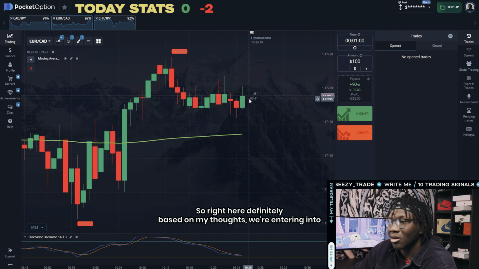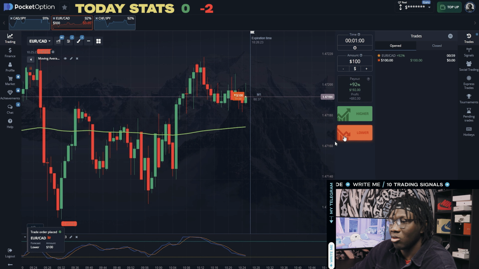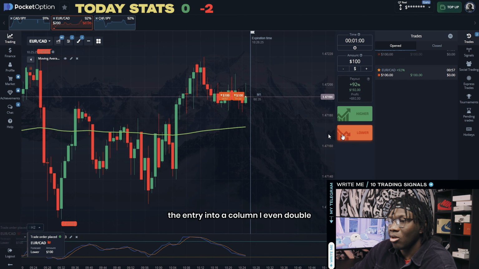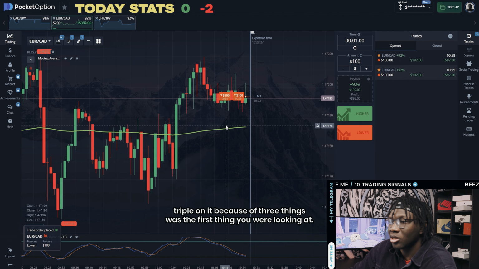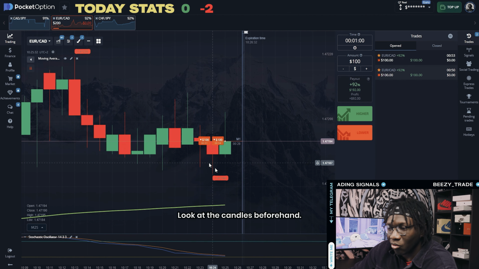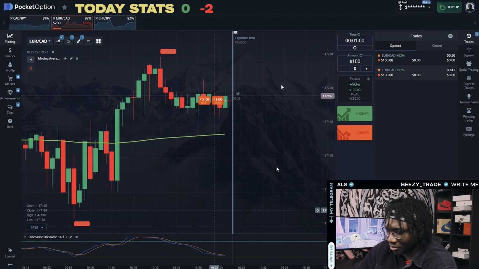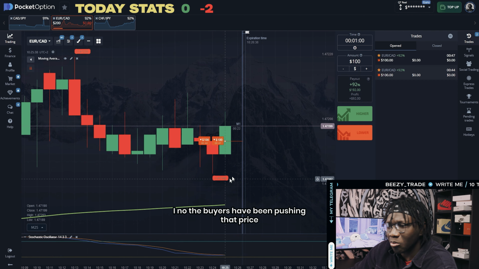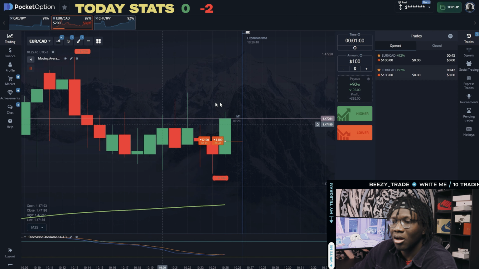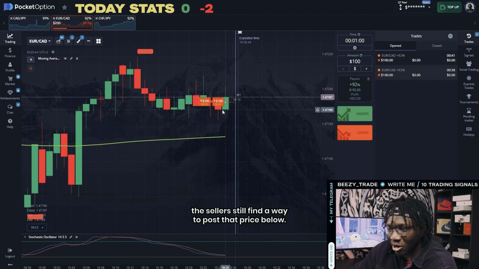So right here, definitely, based on my thoughts, you're entering into a call. You're entering into a call. I might even double, I might even triple on it because of 3 things. What's the first thing we're looking at? Look at the candles beforehand. We can see that even though the buyers have been pushing that price over and over again, the sellers still find a way to push that price below.